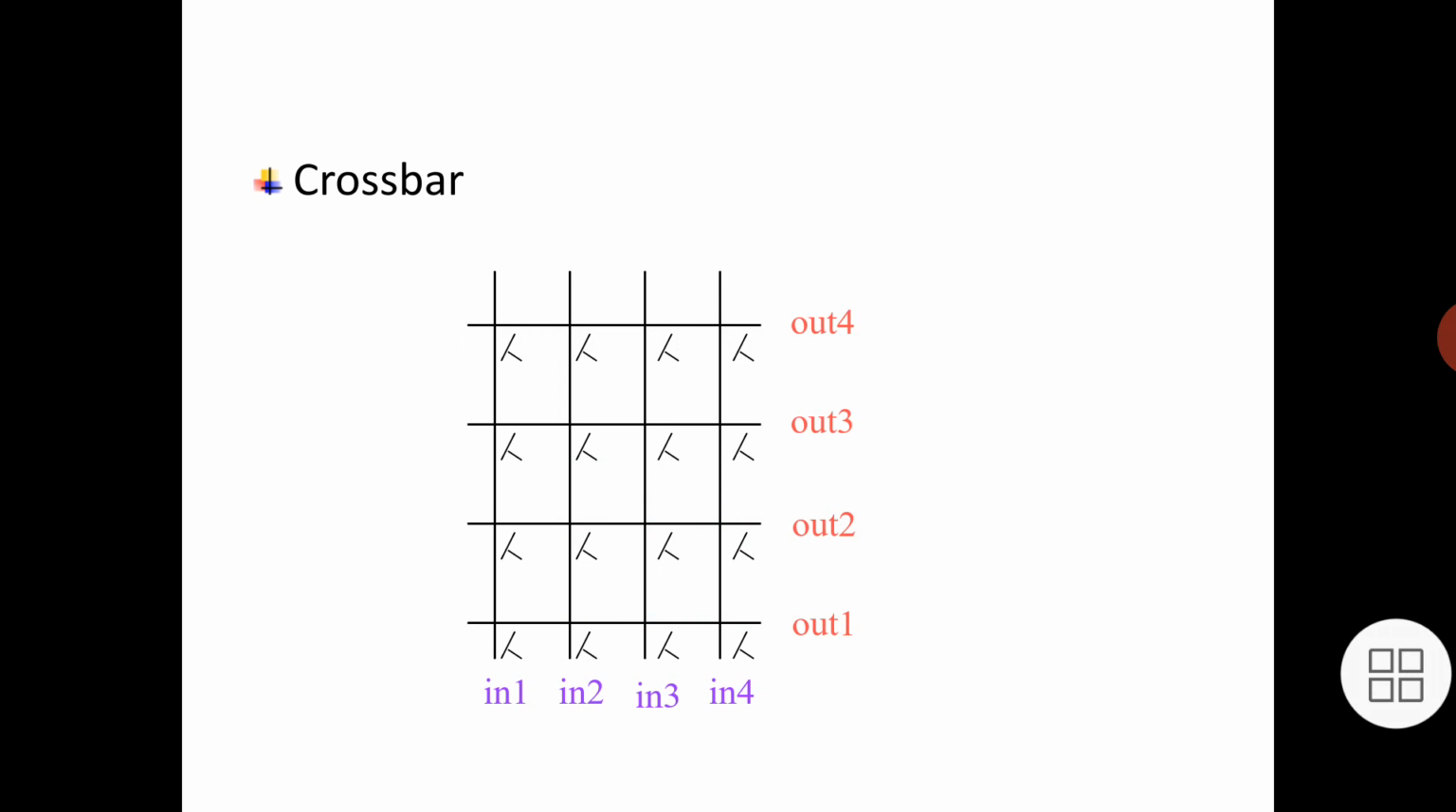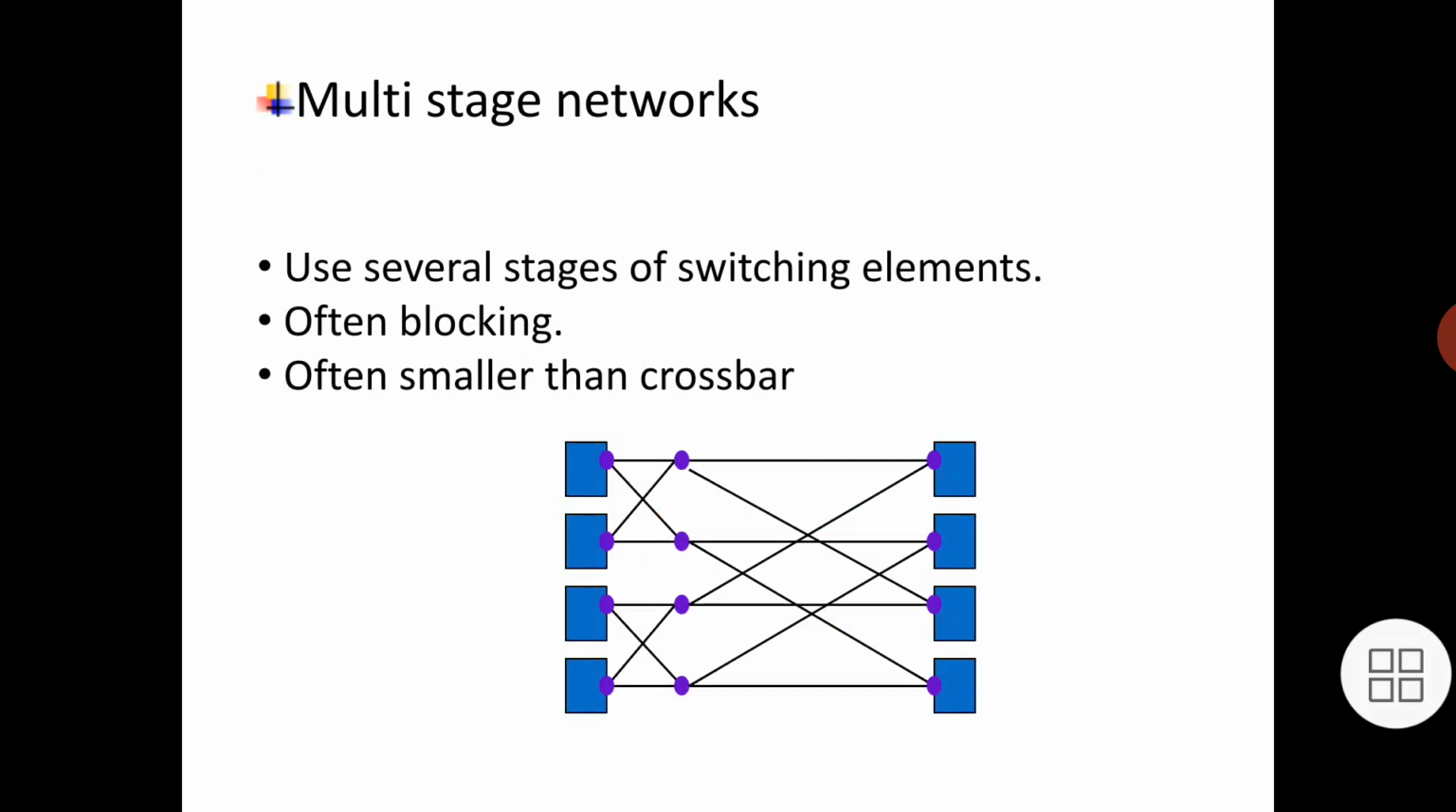A crosspoint is a switch that connects an input to an output. To connect an input to an output, we activate the crosspoint at the intersection between the corresponding input and output lines in the crossbar. For example, to connect input 2 and output 3 in the figure, we would activate the crosspoint. The major drawback of the crossbar network is expense. The size of the network grows as the square of the number of inputs, assuming the number of inputs and outputs are equal. And the next topology is multistage networks.